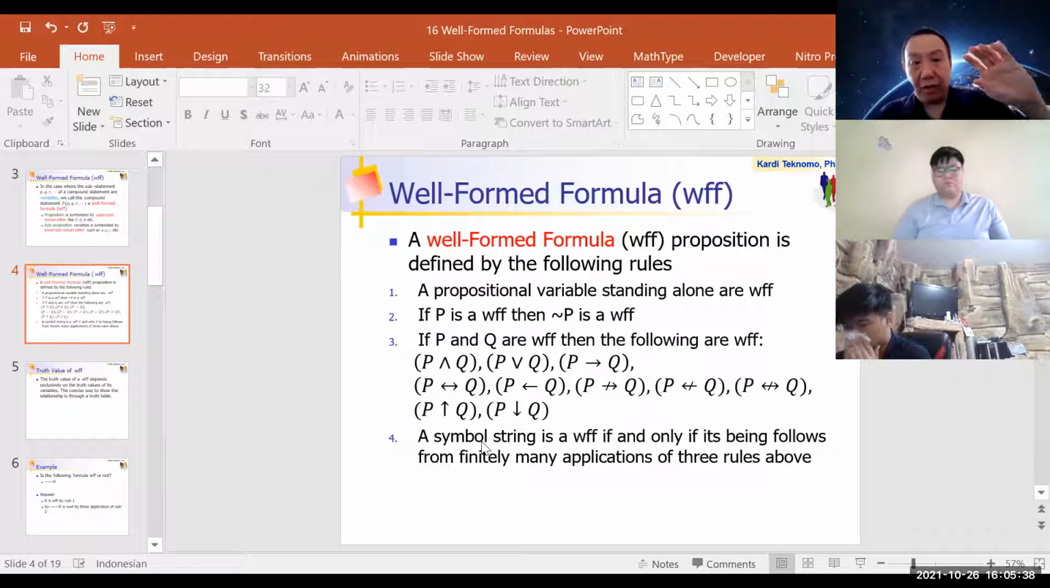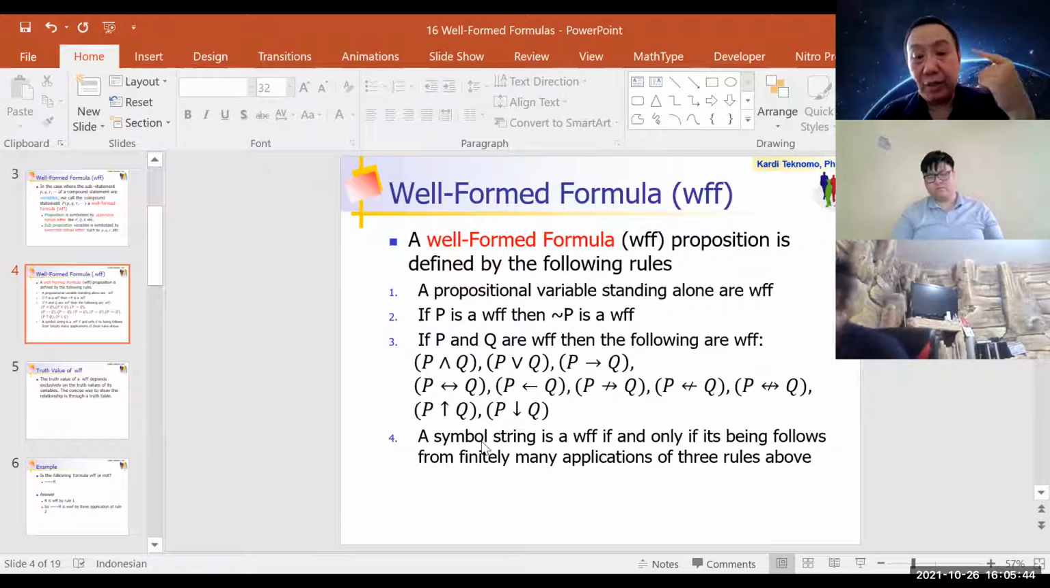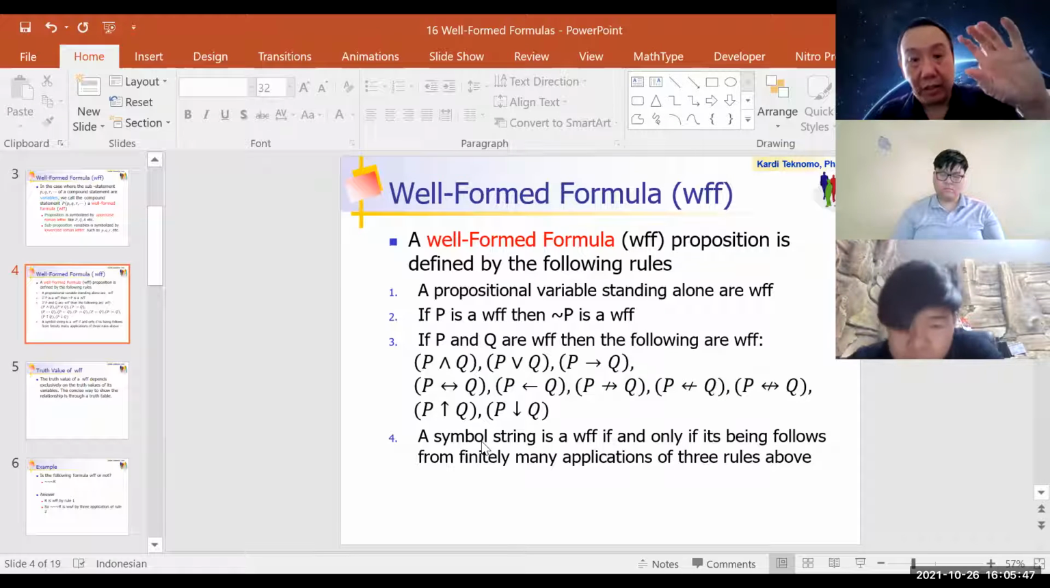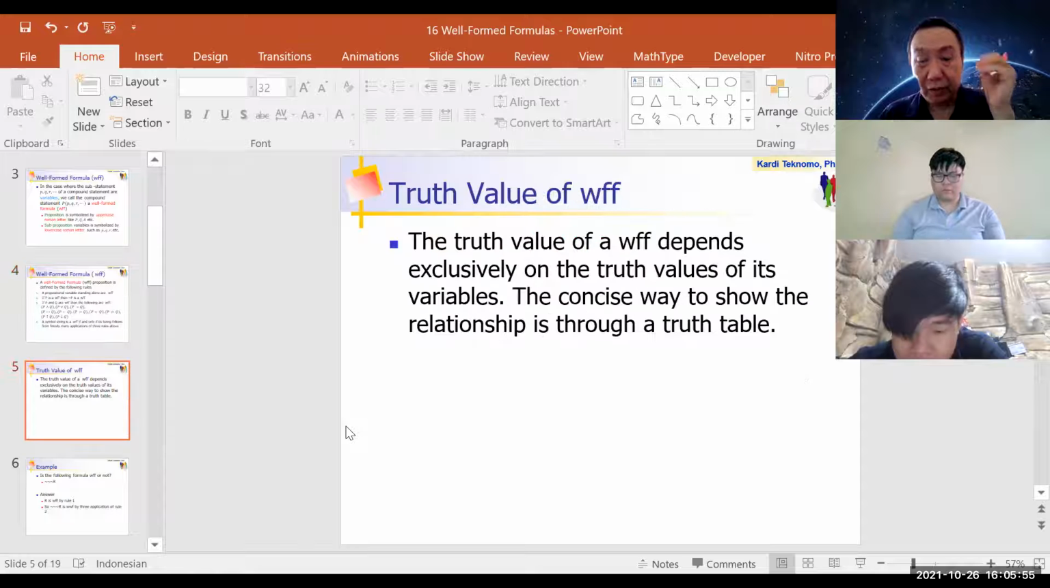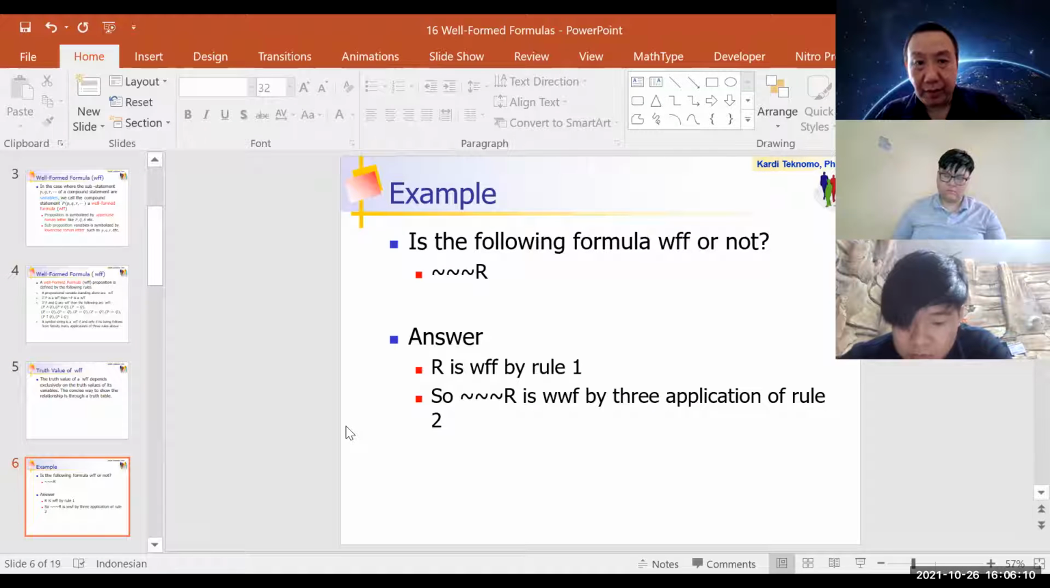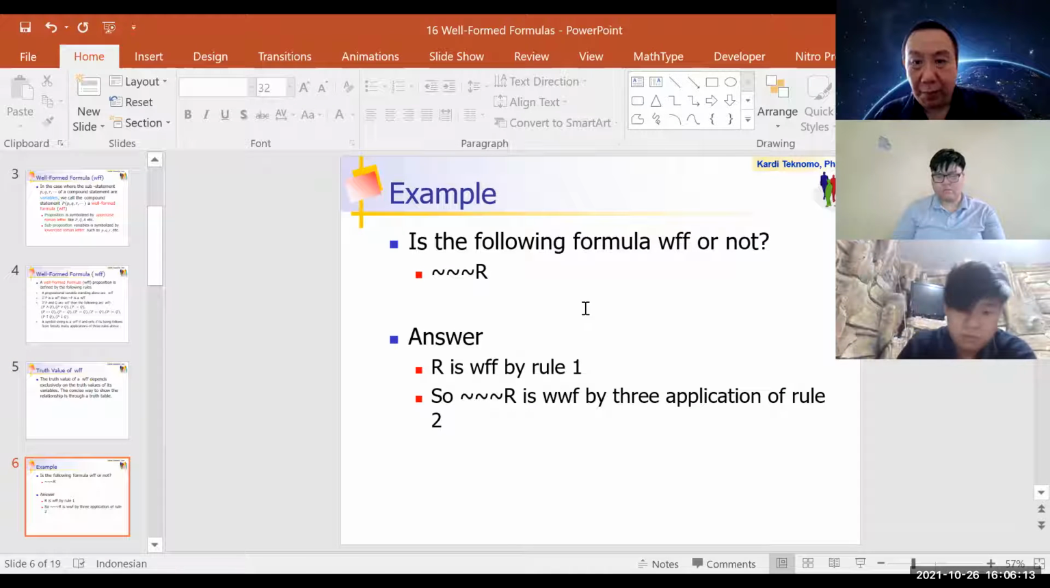The symbol strings of the three rules above, you can apply finitely, using these three rules, then you can also create WFF. So this is an example. The truth value of a WFF depends on the truth value of its variables, right? So this is the way to see. The example here is the following formula, WFF or not? Example: not, not, not of R.